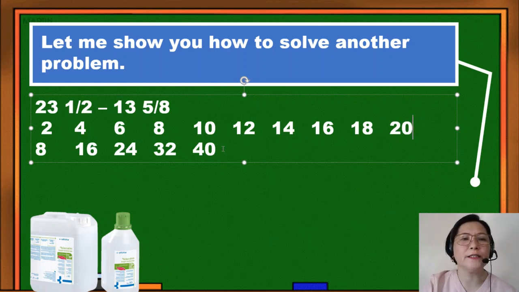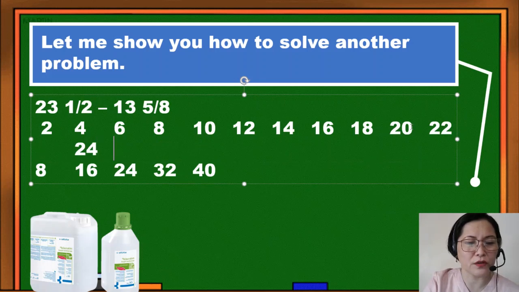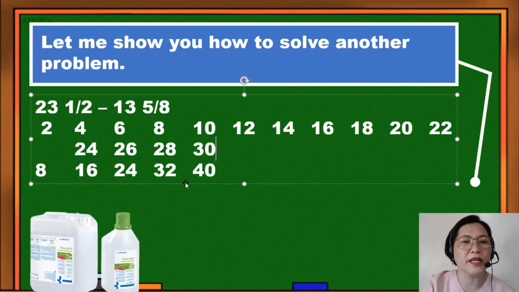Then, for 40, do you think we are going to continue getting the multiples of 8? Not anymore. We are just going to continue getting the multiples of 2 because the multiples of 8 are already big numbers. So, what's next? 22, 24, 26, 28, 30. Do you now have the common denominator?